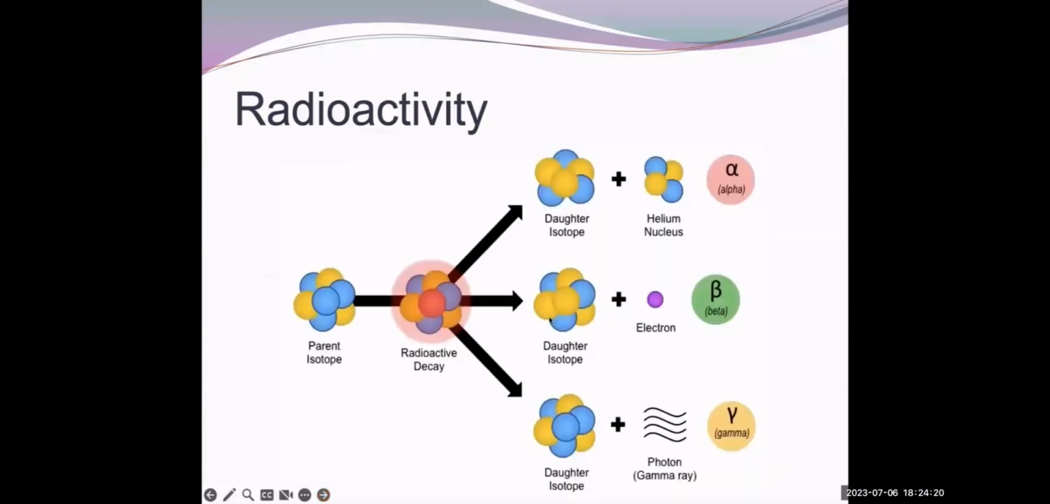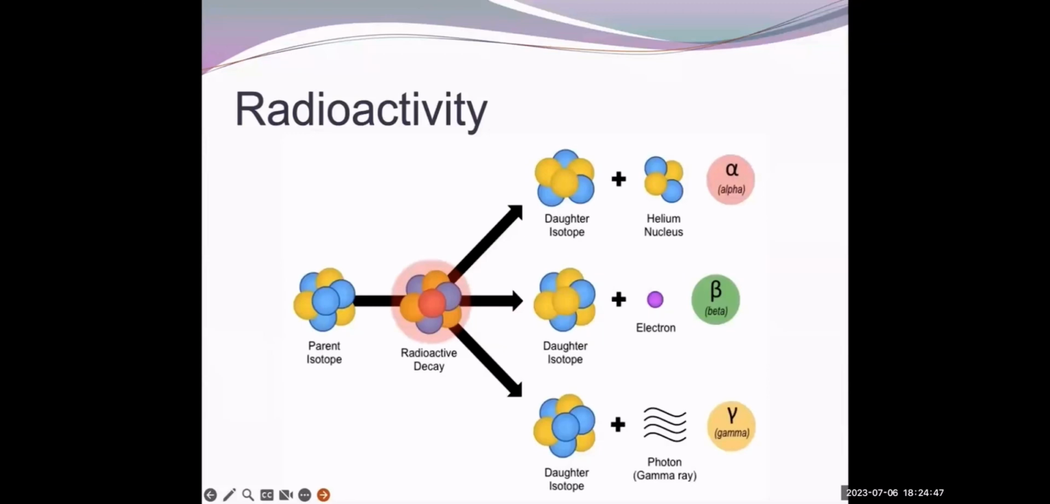So next slide, please. And this is a graph depicting what I just explained to you. If you look at the top, that explains alpha. As it decays, it goes into the new isotope, which is known as the daughter isotope, along with the two protons and two neutrons, which you can see is helium. So that is what we know as alpha radiation.